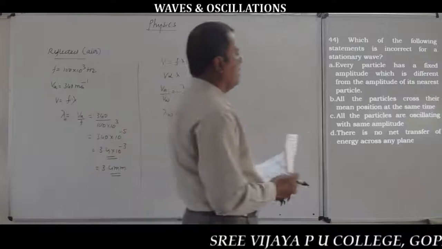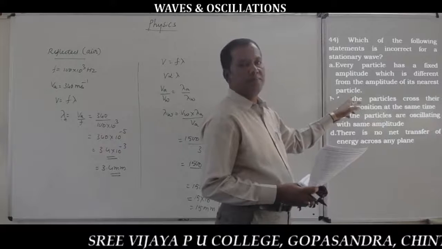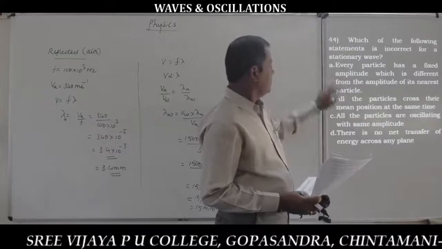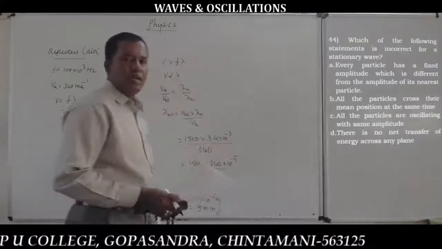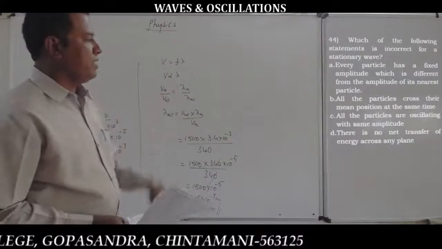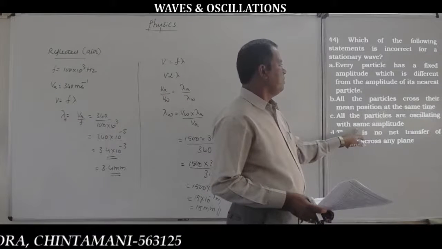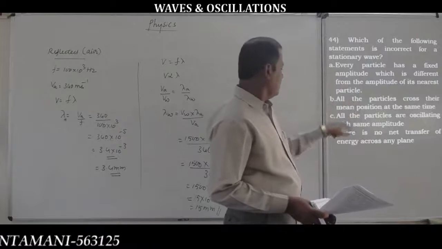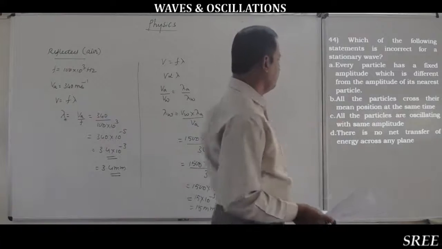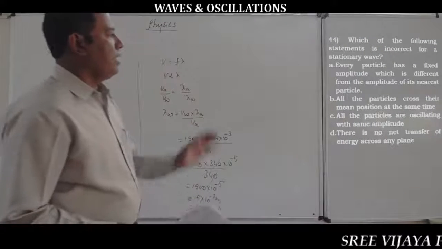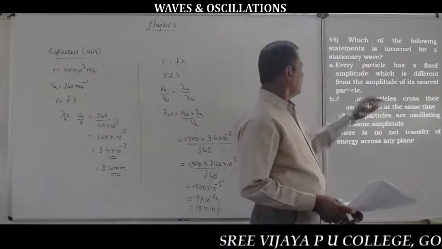Every particle has a fixed amplitude which is different from the amplitude of its nearest particle. Of course, this is a true statement. All the particles cross their mean position at the same time because all the particles within a loop or segment have the same phase. All the particles are oscillating with the same amplitude. So just observe the first one and the third one. Here, which is different, this is valid, but here it is the same amplitude. So which is incorrect? Which of the following statements is incorrect?